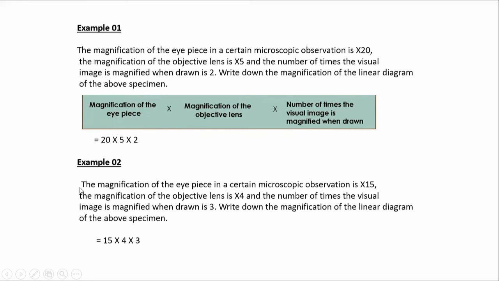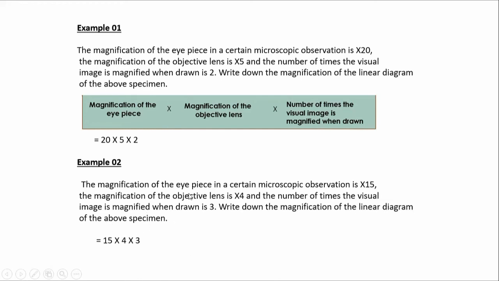So a similar example, the magnification of the eyepiece in a certain microscopic observation is times 15. The magnification of the objective lens is times 4, and the number of times the visual image is magnified when drawn is 3. Write down the magnification of the linear diagram of the above specimen.